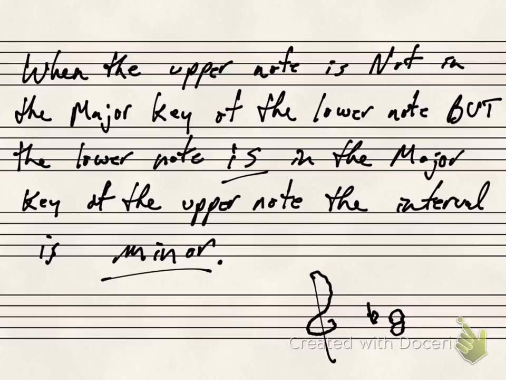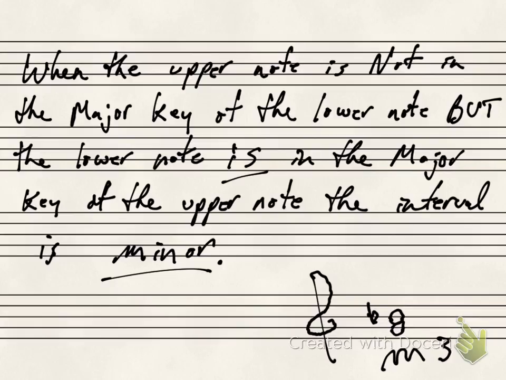Okay, so is B flat in the key of G? No. The upper note is not in the major key of the lower note. Is the lower note in the major key of the upper note? Is G in the key of B flat? What's the key of B flat? 2 flats. Is one of them G flat? Heck no, right? So your answer is the upper note is not in the major key of the lower note, but the lower note is in the major key of the upper note. Therefore, we say the interval is minor. We have there, ladies and gentlemen, a minor third. Dig? Making sense to you?